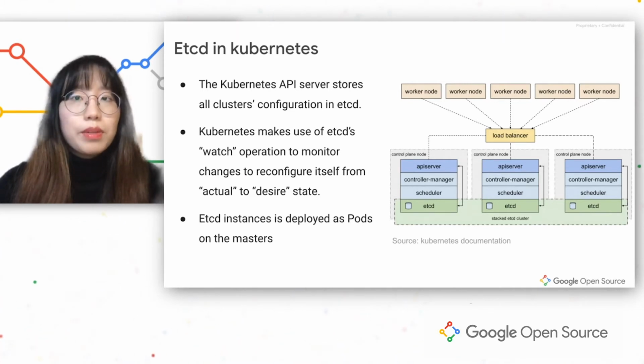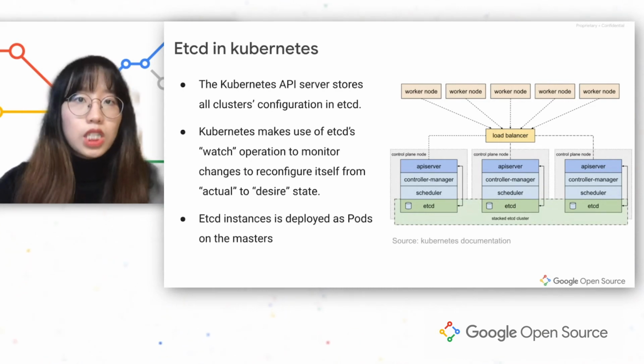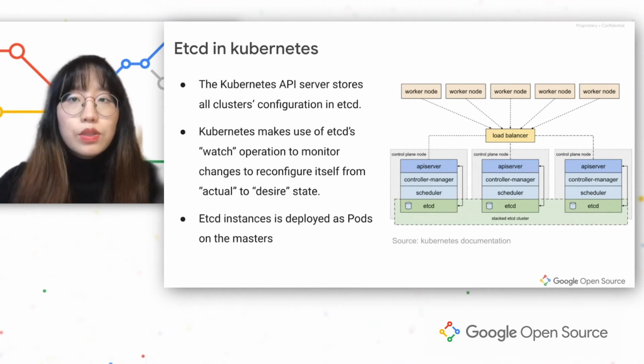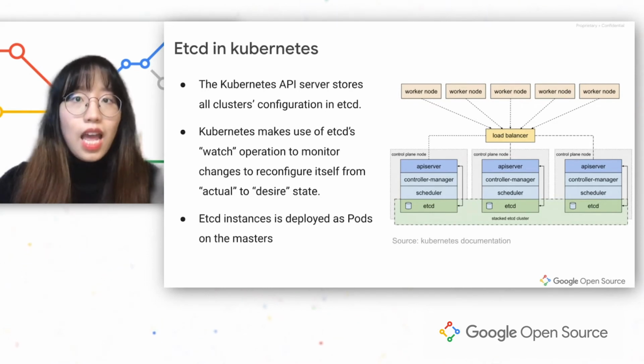From the deployment perspective, etcd instances are deployed as pods on masters. In the regional Kubernetes cluster, like the picture shown on the right, it has 3 master nodes, and each one has 1 etcd instance. These 3 etcd instances form an etcd cluster, which will communicate with each other about the leader election or other messages.